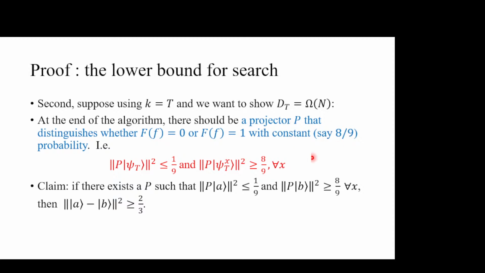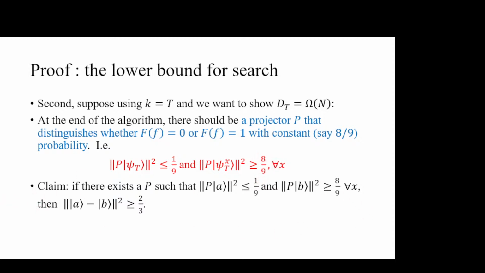And anyway, if we have this thing, then we will want the projector on the 0 input to be pretty small. So the projector on the 0 input we want to be less than 1 over 9, and so it means the accept probability is pretty small, less than 1 over 9. And on the no input, so when there is a marked item, we want the projector to say yes with pretty high probability. So we want it to be greater or equal to A over 9.